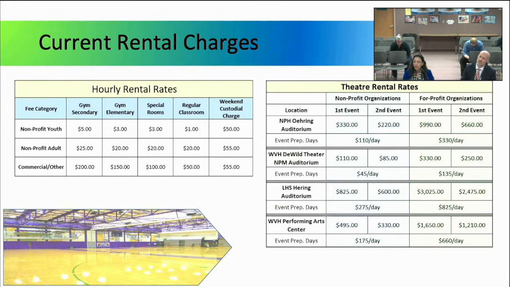Here are our current rental charges. I'm not going to go through each one of them, but we did increase the gym cost by $1, I think, back in 2021, and we haven't changed the theater rental rate since 2016.